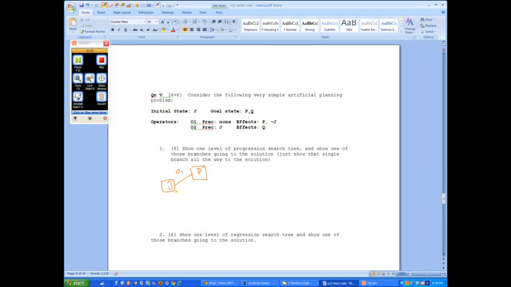Okay. And then the other side, if you apply O2, it requires J and gives Q. Now the interesting thing is, remember that it gives Q and you copy the rest of the state. So J will also have to be copied. Some of you did not, and that's a mistake, because you must say all the variables that are positive, that are all true. Okay. So this is the first level.